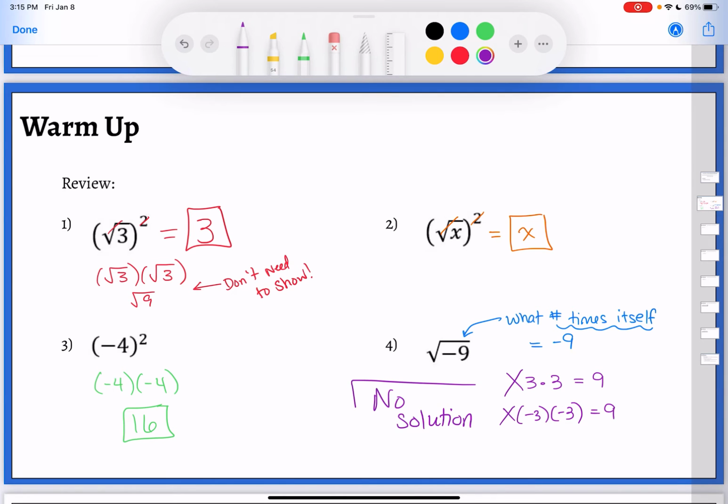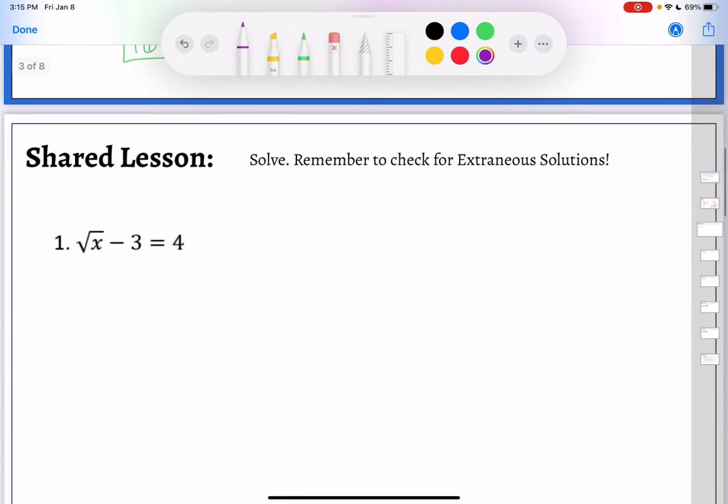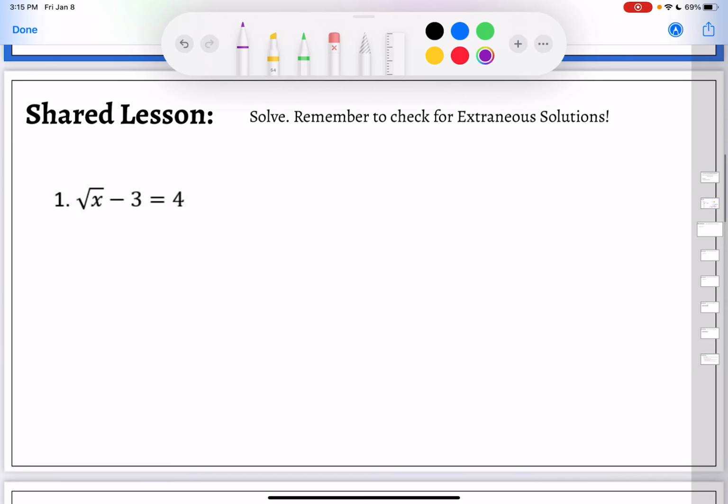So here's where maybe you can start seeing how we might end up with some answers that don't actually work in the problem, because you cannot take the square root of a negative number. There is no number in the real world where times itself will give you a negative answer, because anything times itself will give you a positive answer. All right, so those were a good review. So let's start looking at some actual equations that involve radicals, okay?